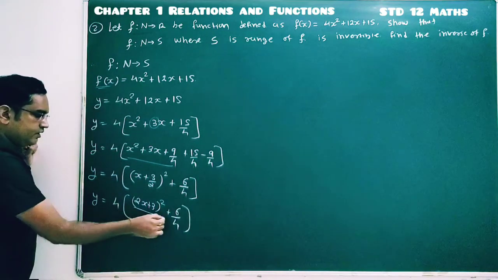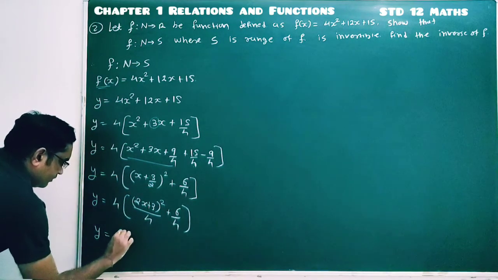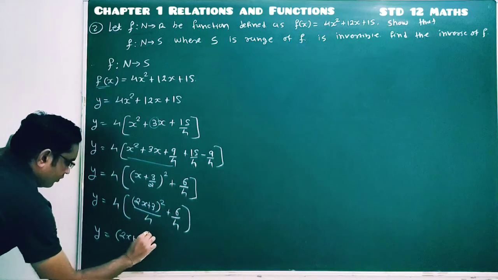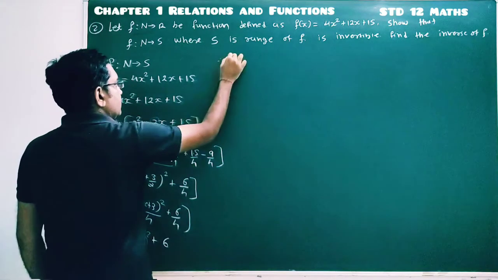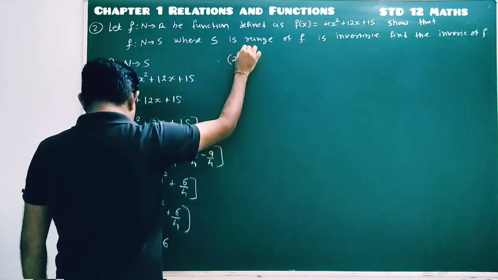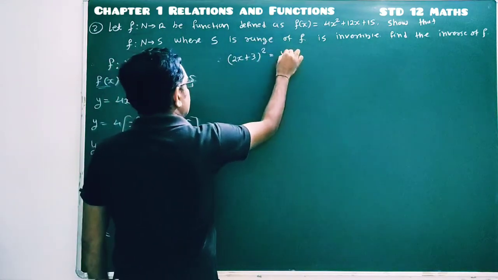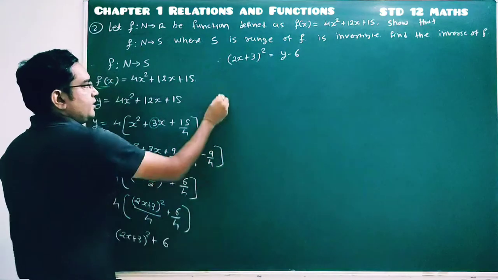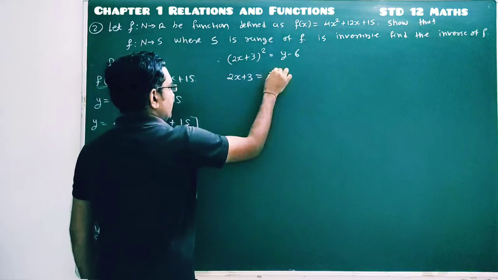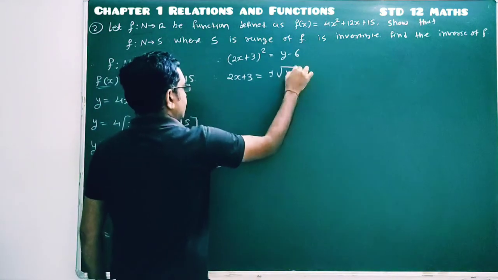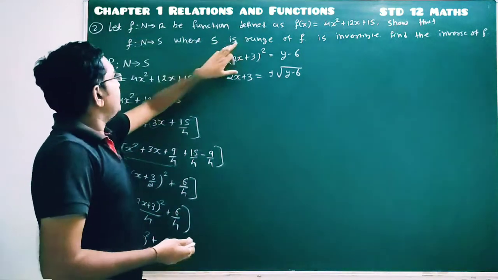Now multiply this 4 with both the terms, so it will cancel out. So here we are getting y equal to 2x plus 3 whole square plus 6. So now this can be written as 2x plus 3 whole square equal to y minus 6. Now taking the square root, it's 2x plus 3 equal to plus or minus square root of y minus 6.